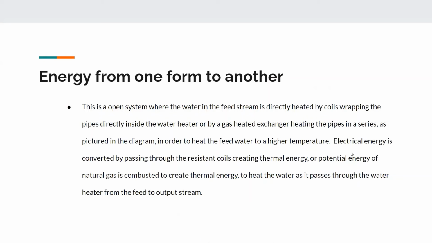In this system, our energy transfers from a couple of different forms to others. This is an open system, and the water in the feed stream is directly heated by coils wrapping the pipes directly inside the water heater, or by a gas heated exchanger heating the pipes in a series as pictured in the diagram. In order to heat the feed water to a higher temperature, electrical energy is converted by passing through the resistant coils, creating thermal energy.